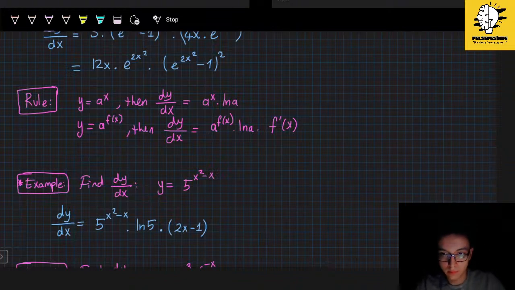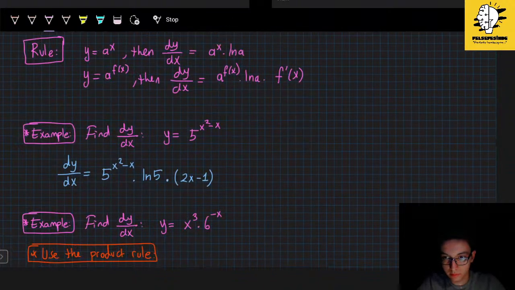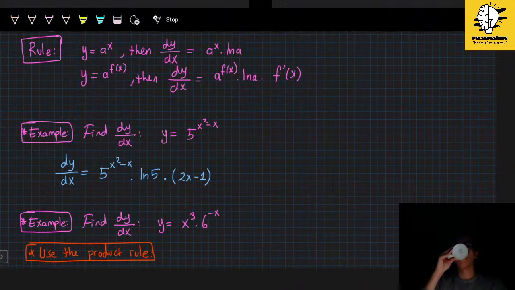Okay, so the second group, we have another exponential function, and it is any number to the power of x. It's not actually any number. A cannot be minus 1. Let's remind it, I forgot to put that. It should be more than 0.